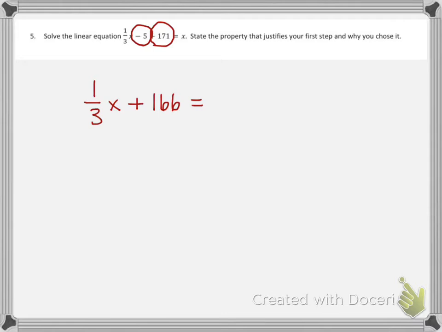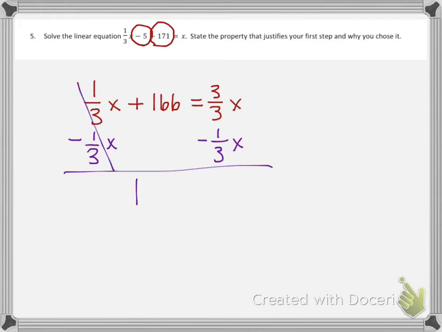Well, I would like my x to have the same denominator, so I'm going to call that 3/3 x. Now it's going to be easy for me to subtract to get all of my x's on the same side. So let's do that. I'm going to subtract 1/3 x from the left side. So that eliminates, and 1/3 x from the right side. To balance, these cancel. I get 166 is equal to 3/3 minus 1/3 is 2/3 x.